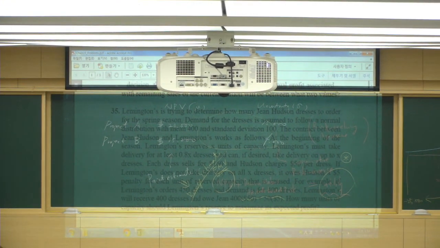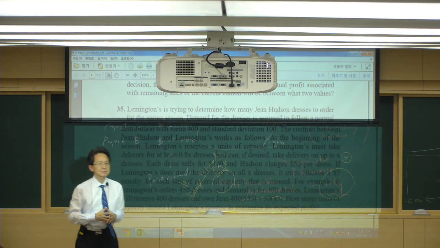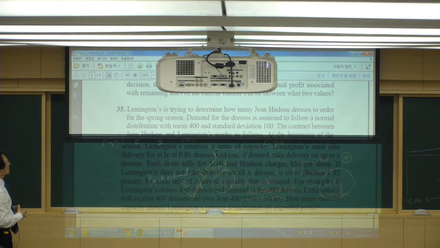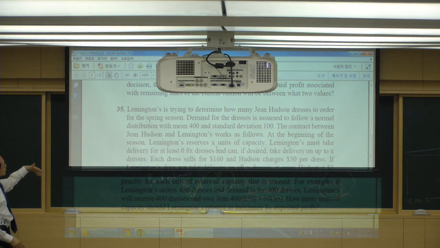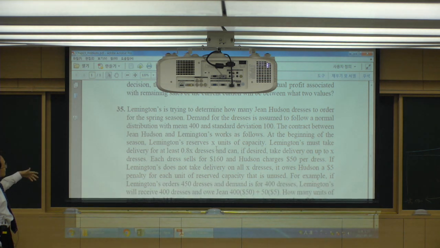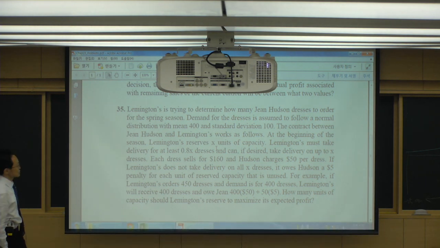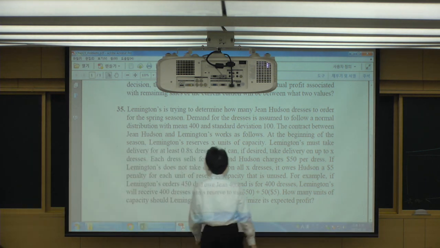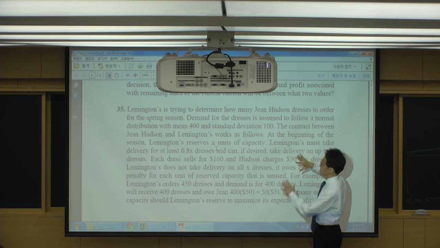So why don't I go over another simulation problem? Number 35. And just to read through these whole things. It seems a little bit complicated, but if you try to understand this problem step by step, it's not that difficult. It's a very realistic problem, especially, let's say, in the fashion industry or footwear industry. This is a usual situation.